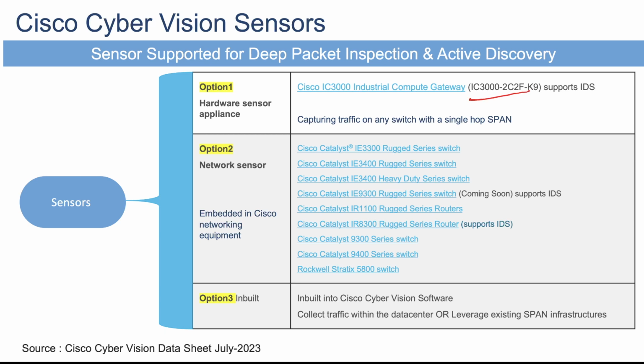Option number two is basically network sensors. This is a list of the network sensors that will be supported. They range from rugged switches to 9300, 9400 switches, or even Rockwell Stratix 5800. And the third is that Cisco also has inbuilt sensors in the Cisco CyberVision software. So even if we can span and collect the data, normally for the data center, we can simply use the span infrastructure just to use the inbuilt Cisco CyberVision software.